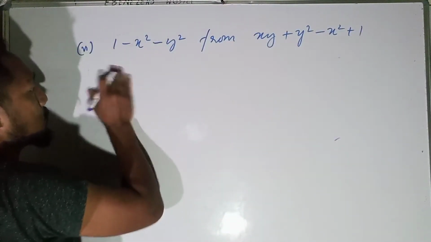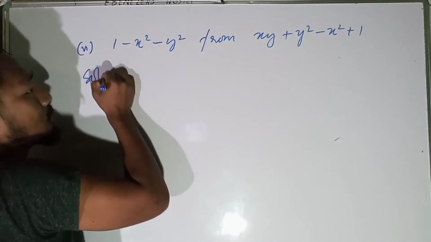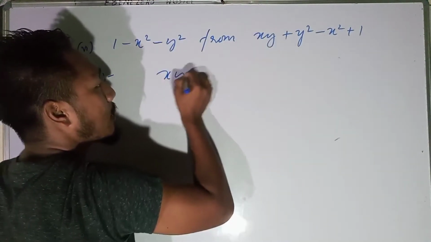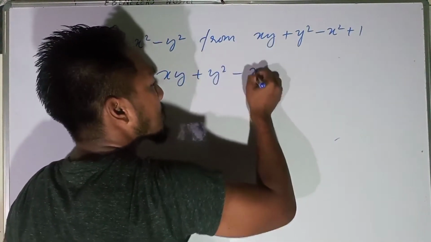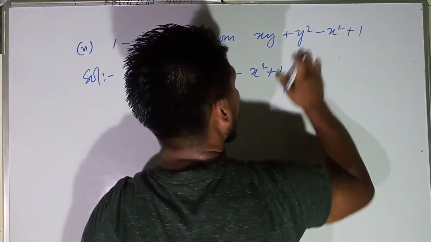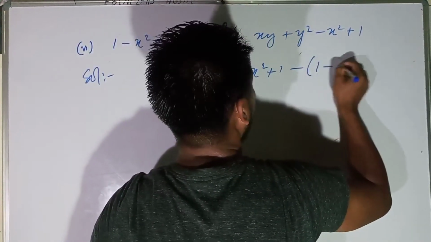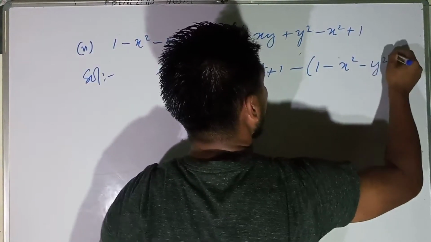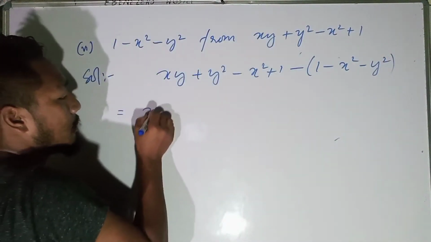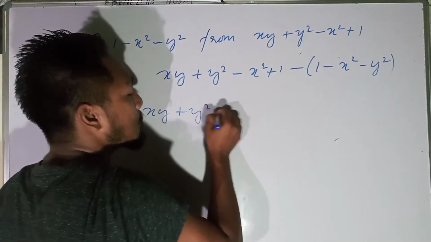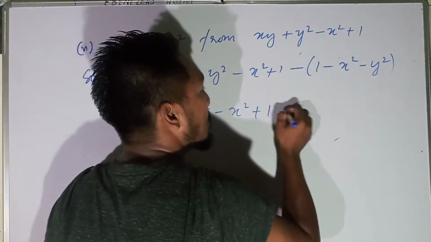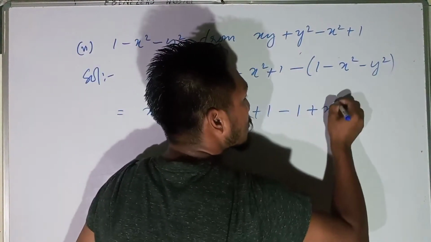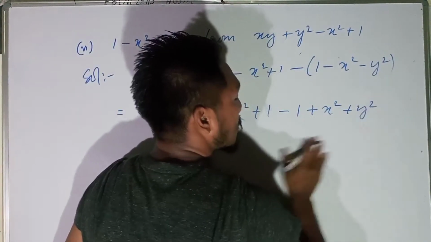Okay. So here you see question number 6, what is it? I will write the solutions here. The first one I will write it xy plus y squared minus x squared plus 1 bracket subtracted by 1 minus x squared minus y squared. So if I rearrange this one, that means xy plus y squared minus x squared plus 1 minus 1 plus x squared plus y squared.